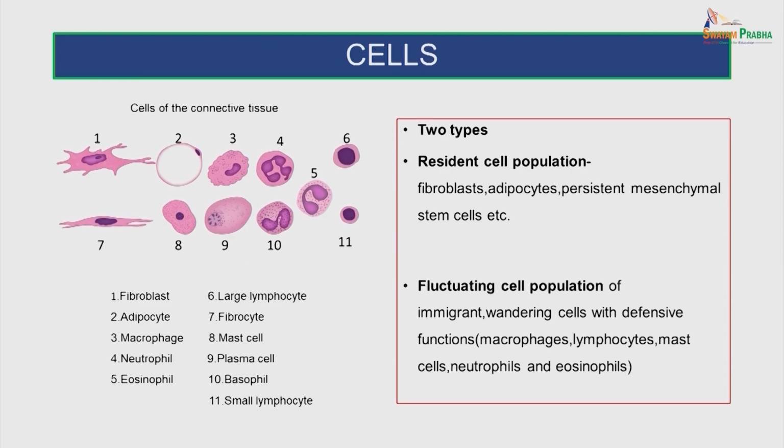Coming to the cellular component of the connective tissues, we have two types: the resident cell population and the fluctuating cell population. The resident cell population includes the fibroblasts, adipocytes, and persistent mesenchymal stem cells. The fluctuating cell population consists of immigrant, wandering cells with defensive functions, which include the macrophages, lymphocytes, mast cells, neutrophils and eosinophils. So these are all the cells of the connective tissue.